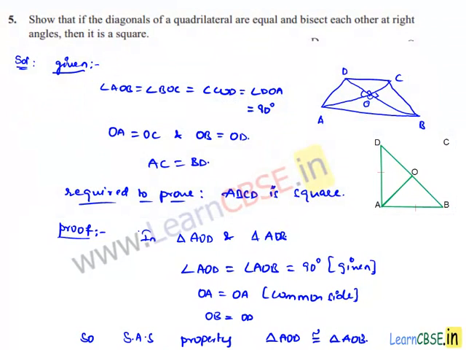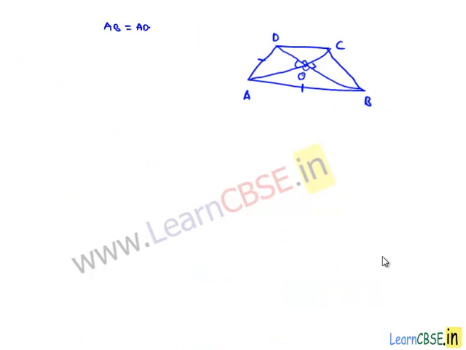We know that when two triangles are congruent, then their corresponding sides will be equal. So here we can equate AB is equal to AD. Here we got AB is equal to AD. Let us name it as equation number 1.